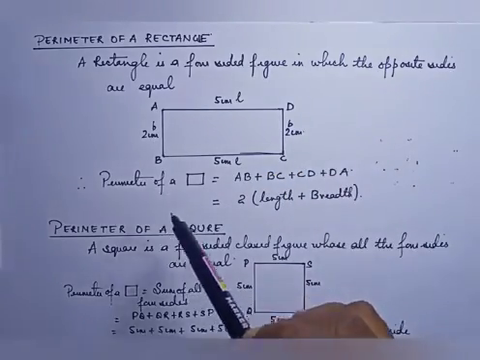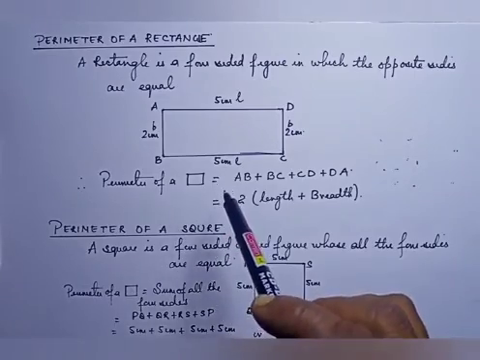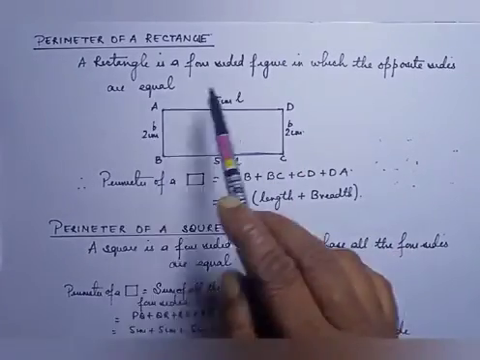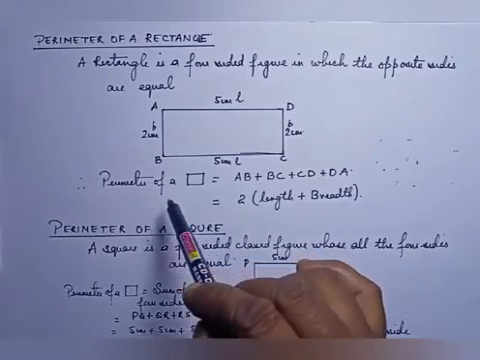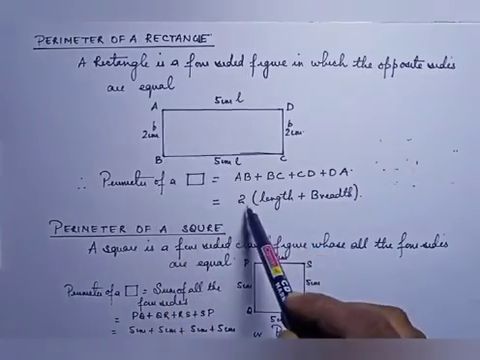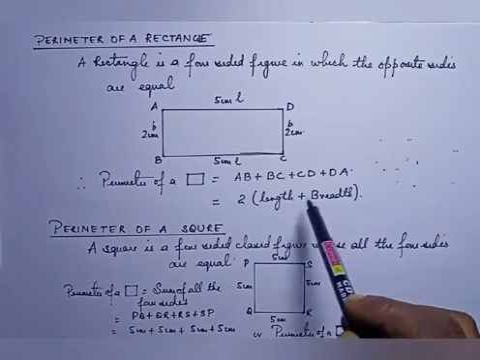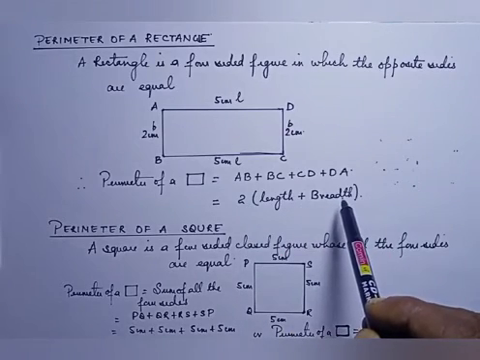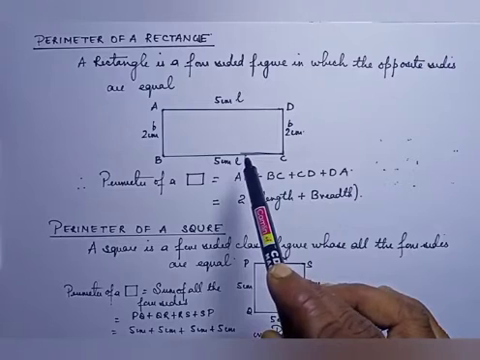So the perimeter of a rectangle can be taken out by adding all the four sides, or there is a specific formula to find out the perimeter of a rectangle, that is 2 inside the bracket length plus breadth. I hope it is clear to everyone.